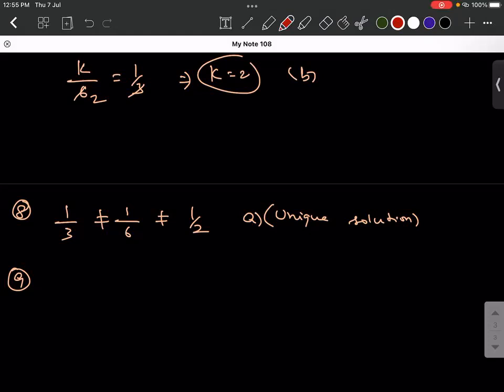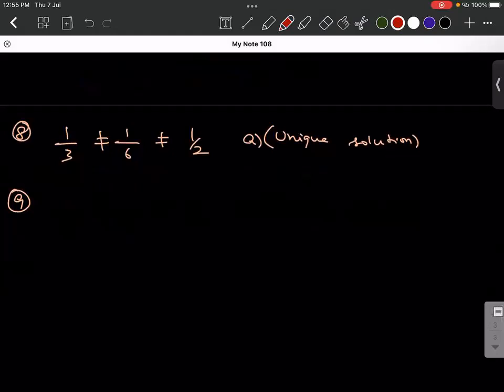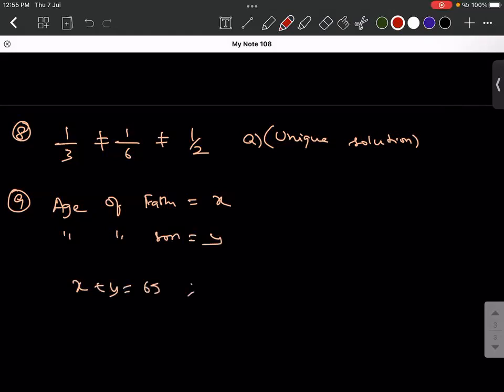Okay. So the sum of the ages of father and the son in years is 65. So let the age of father be x, age of son is y. So x plus y is equal to 65. Twice the difference between their ages is 50. So 2 times x minus y is equal to 50. So x minus y will be 25. So x plus y is 65, x minus y is 25.